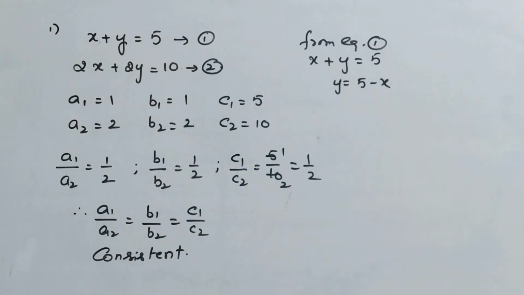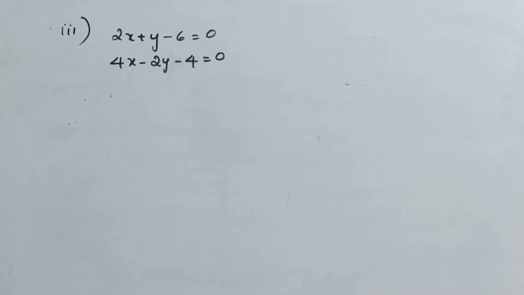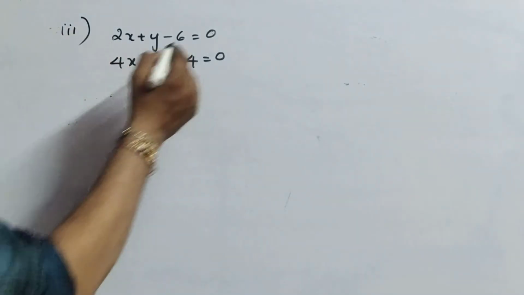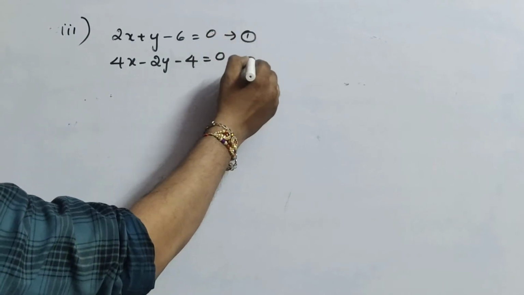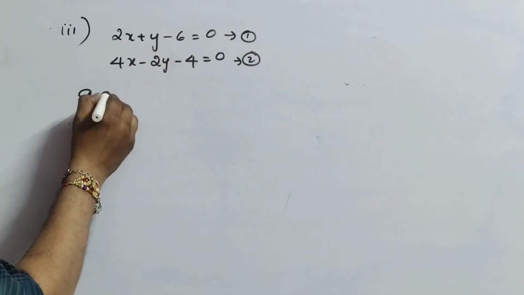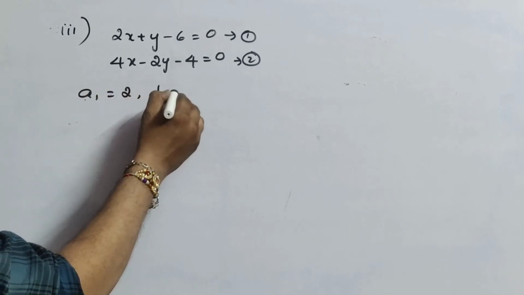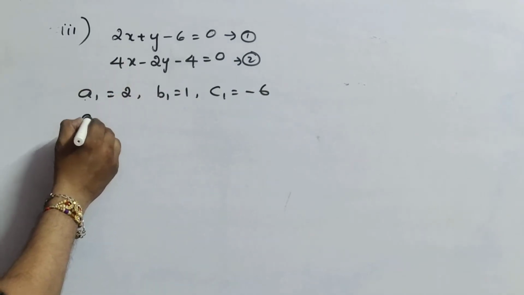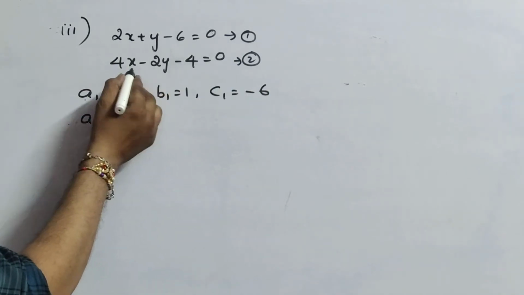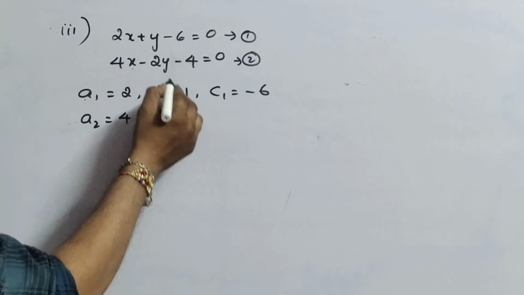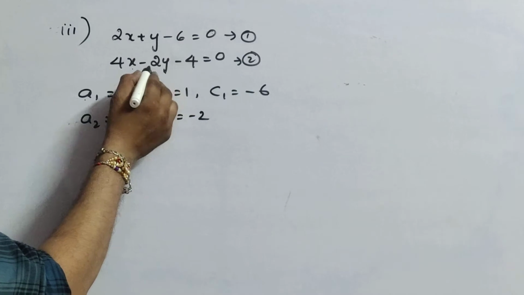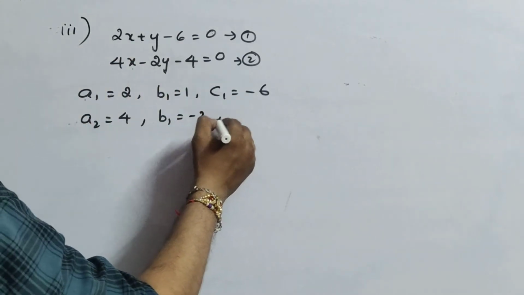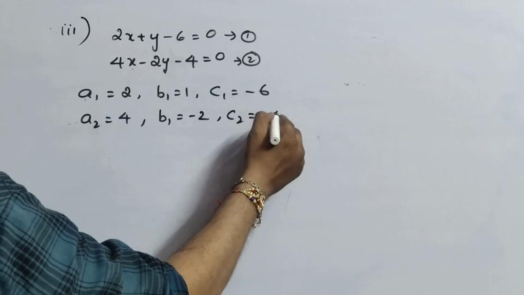Understood? Now see the third question children, again see the third question. Again, this equation we have to compare with the standard form of linear equation in two variables. From equation 1, a1 equals 2, b1 equals 1, c1 equals minus 6, and from equation 2, a2 equals 4, that means the coefficient of x, and b2, that is coefficient of y, is minus 2, and whereas c2, that is minus 4, here constant.